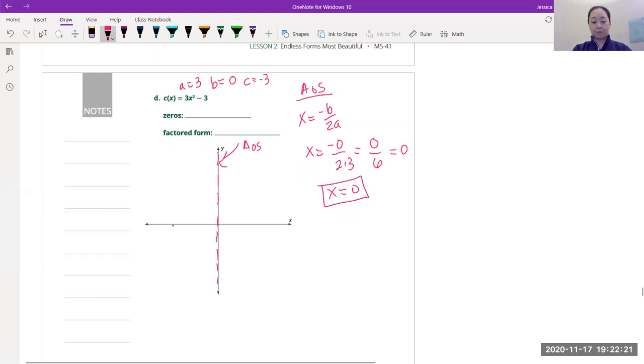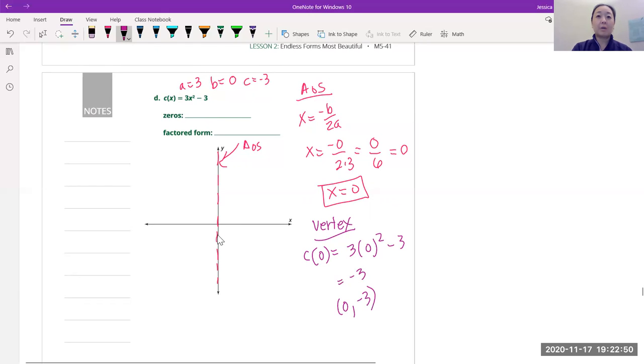All right, and then we're going to do the same, see how everything is exactly the same. So now we're going to find our vertex, our min or max, right? So we're just plugging this in, right? So instead of x, we're going to put in 0. So it's c of x, so c of 0 is equal to 3 times 0 squared minus 3. Well, we know 0 squared is 0, 0 times 3 is 0. So 0 minus 3 is -3. So our vertex is going to be at 0, -3.